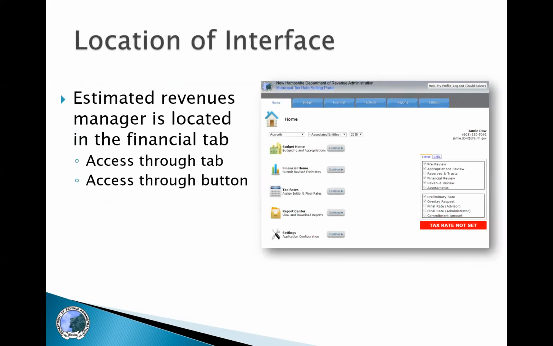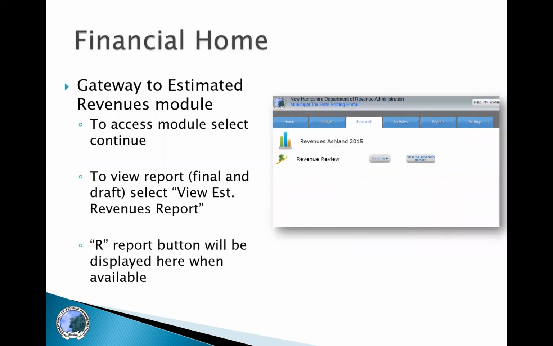So to get to the interface itself, there's two ways. If you're on your Home tab, you can either click Continue next to Financial Home, or at any point in time from anywhere in the application, you can click on the Financial tab. This is going to take you to the Financial tab landing page.